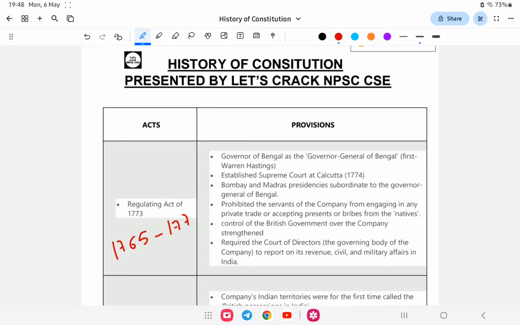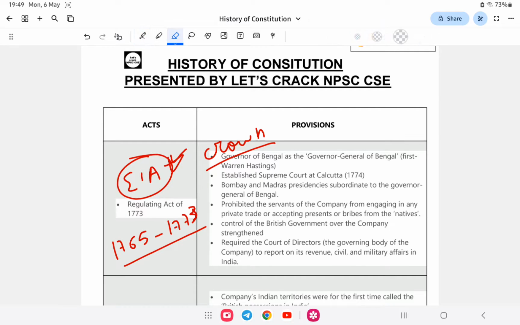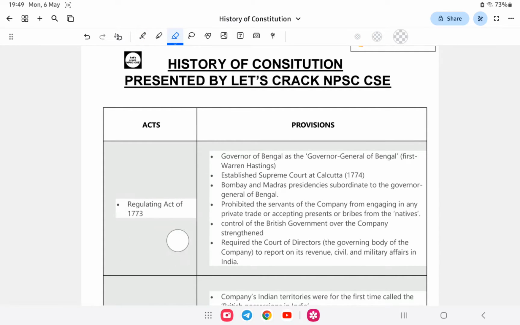Later in 1773, because the East India Company was very corrupt, especially in money matters, especially in tax collection where many people became rich, the British Crown, the British king, took notice. So because of that, in 1773, for the first time, they made legislation for India, that is the Regulating Act of 1773. Under the Regulating Act of 1773, the Governor of Bengal was made the Governor General of Bengal.